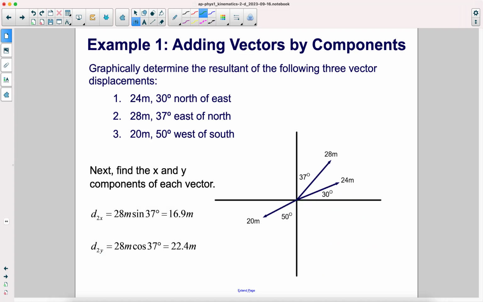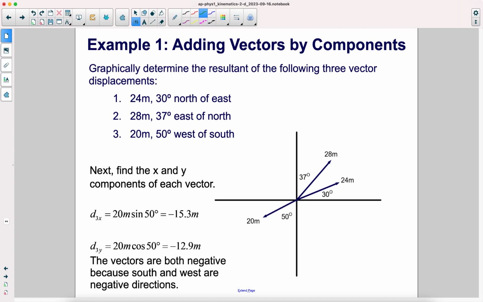Next, we'll do the same exact thing to the second vector. So the second vector is 28 meters long, so that's this one here. So this is d2. So we draw our x component and our y component. That angle is 37 degrees. We use our trigonometric functions to find the lengths of the legs.